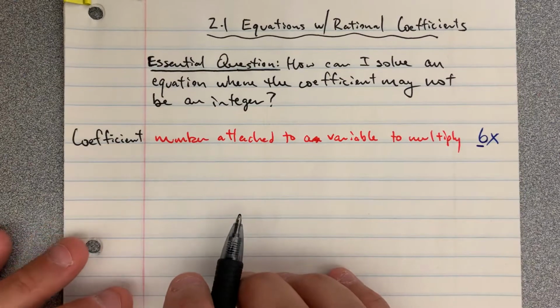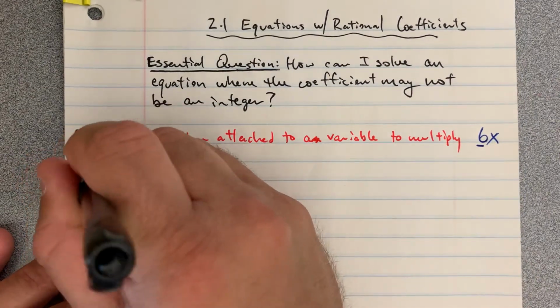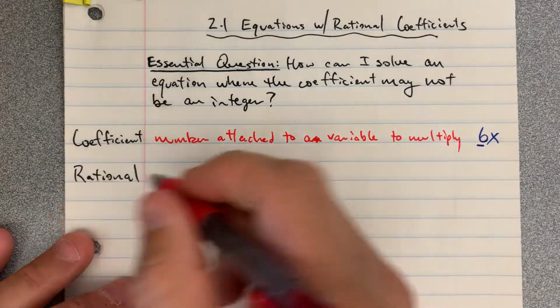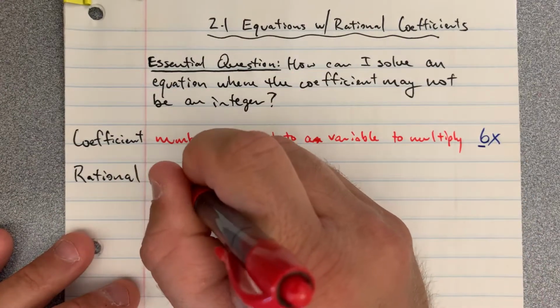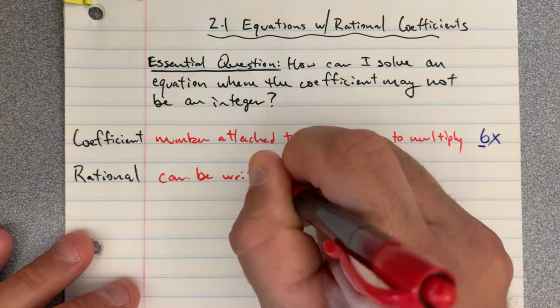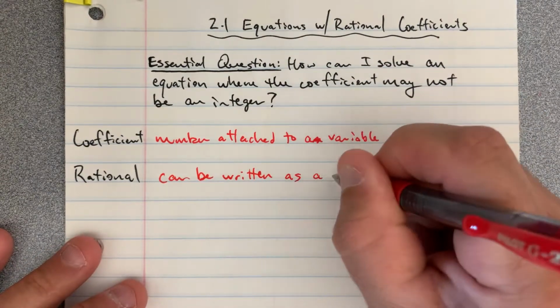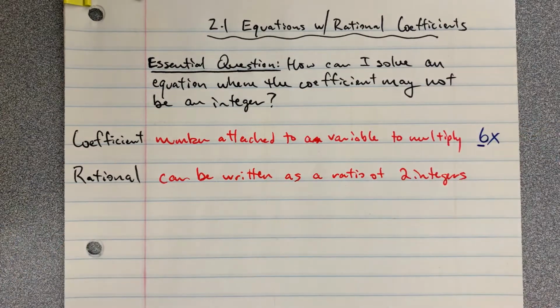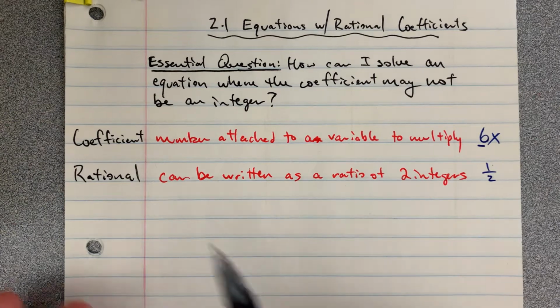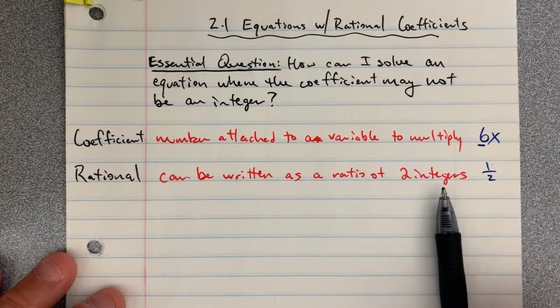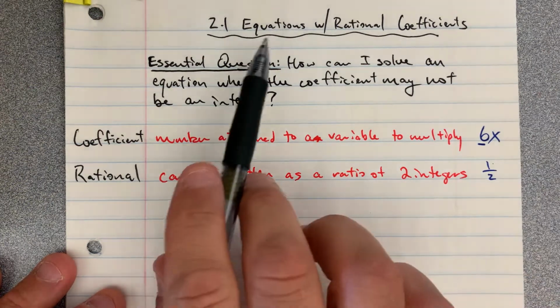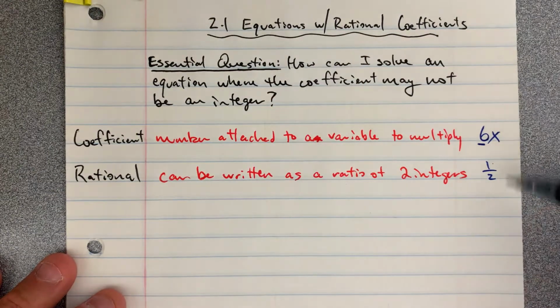The title of our lesson was equations with rational coefficients. So the term rational, we should define this. It is some sort of number that can be written as a ratio of two integers. Ratio is just a fancy word for a fraction. So a rational number is just going to be a fraction. So if you use some context clues here, we're going to have equations where in front of the variable we're going to have a fraction.